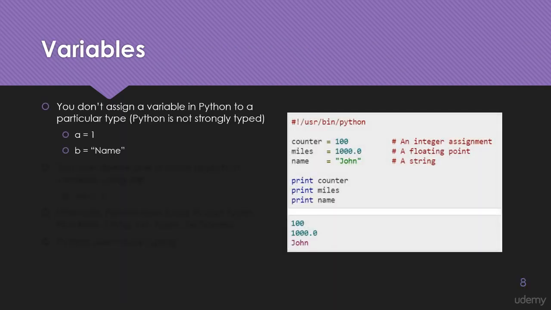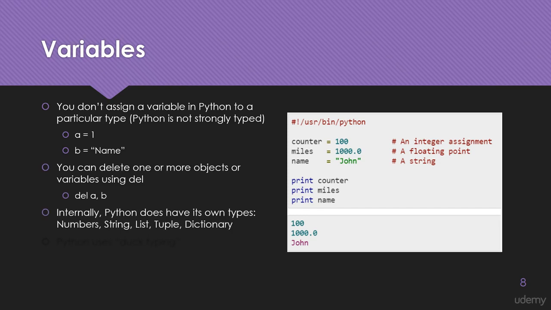Variables. Unlike Java, you don't assign a particular type to a variable. So you can just do a equal to 1, b equals to name, and Python uses something called duck typing, where it derives the type of the variable. You can delete variables, and internally Python does have its own types for number, string, list, tuples, and dictionary. But again, it uses duck typing, where instead of you defining what a variable is, Python tries to derive it itself, whether it's a number or a string or a list or a tuple or a dictionary. That comes with its own advantages and disadvantages, but that's how Python is set up.